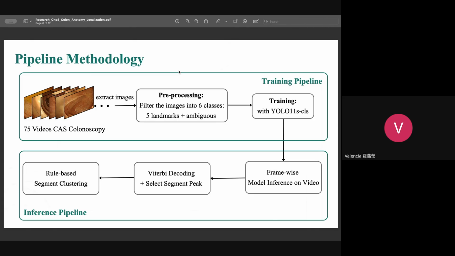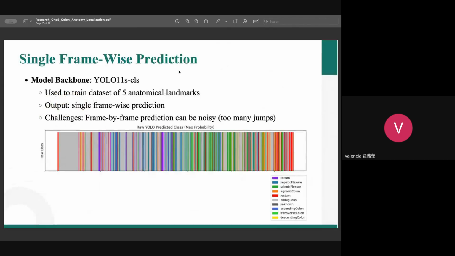Okay. So as a single frame-wise prediction, as you can see here, it looks very flickering, and don't you think it looks very noisy, because it keeps jumping. For example, if you see the mark over there, the cecum probably jumps to hepatic or splenic and so on.